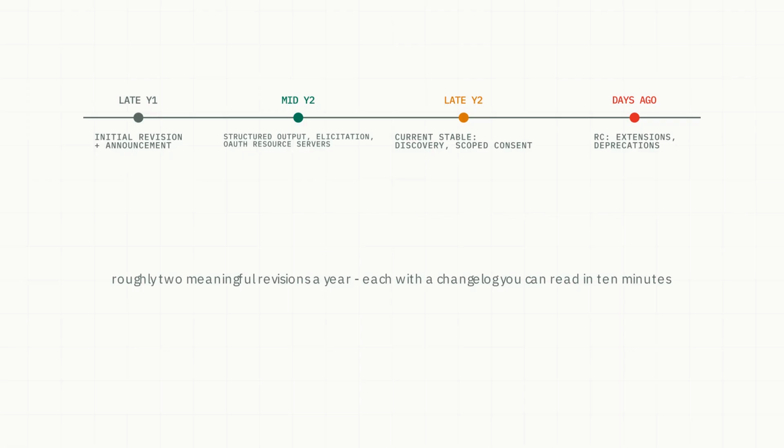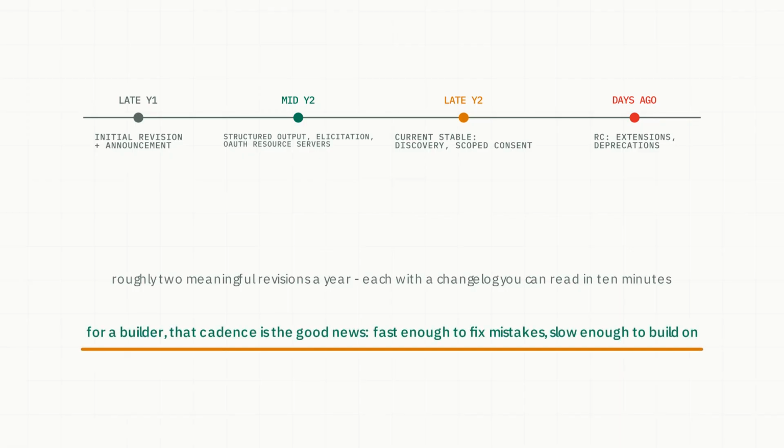Late 2025, the current stable revision adding identity discovery, incremental scoped consent, icon metadata, and that URL mode elicitation. And days ago, the release candidate with formal extensions, the interface components extension, and the deprecations we covered. Roughly 2 meaningful revisions a year, each documented in a changelog you can read in 10 minutes. For builders, that cadence is the good news: fast enough to fix mistakes, slow enough to build on.